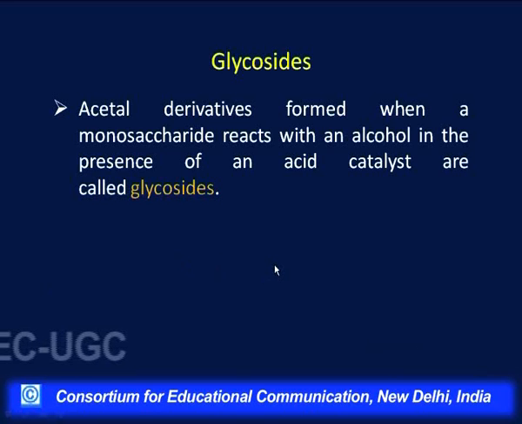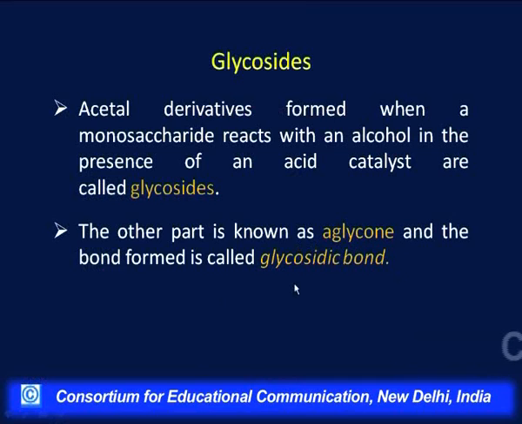Actually, when it is glucose, we use the name glucoside, but when it is any other monosaccharide, whether it is fructose or arabinose, a 5 carbon, 6 carbon, or 7 carbon monosaccharide, a general term glycoside is given. Now, the other part is known as aglycone and the bond formed is known as the glycosidic bond. This is a very important term, and we will discuss the glycosidic bond in the chemistry of carbohydrates many times.